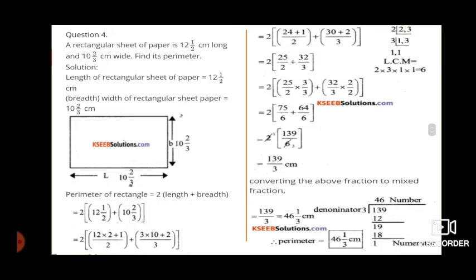Whenever we are converting, whole number into the denominator plus numerator. So 12 2s are 24 plus 1 by 2, next 10 into 3 plus 2 by 3. Now the next step: 12 2s are 24 plus 1, that is 25 by 2 overall. Next 3 into 10, 30 plus 2, that is 32 by 3. That's it. Now we got 2 into (25 by 2 plus 32 by 3).